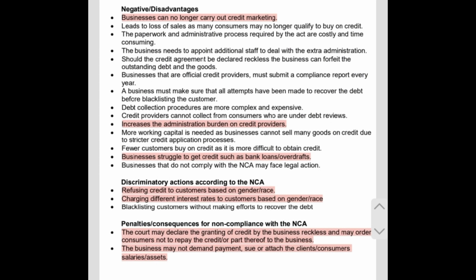And then the court may declare the granting of credit by the business reckless. I hope even that one is clear. Okay, let's move forward to the last bullet point. The National Credit Regulator may impose a fine on the business for non-compliance. So I hope we are done with our notes on the National Credit Act.